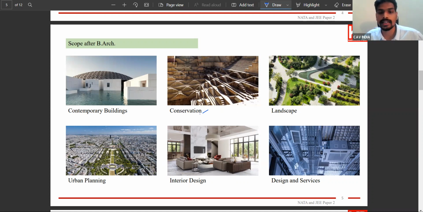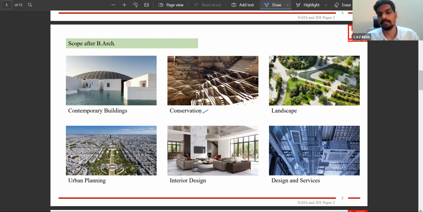Now, if you're someone who is interested in heritage structures and heritage architecture, you do your B.Arch, get into a firm which specializes in conservation, or you can do your masters in conservation. That is up to you. But if you don't want to do your masters, you can also get into a firm which works on that and become an expert in that, right? Becoming an expert is nowadays important for any particular field.